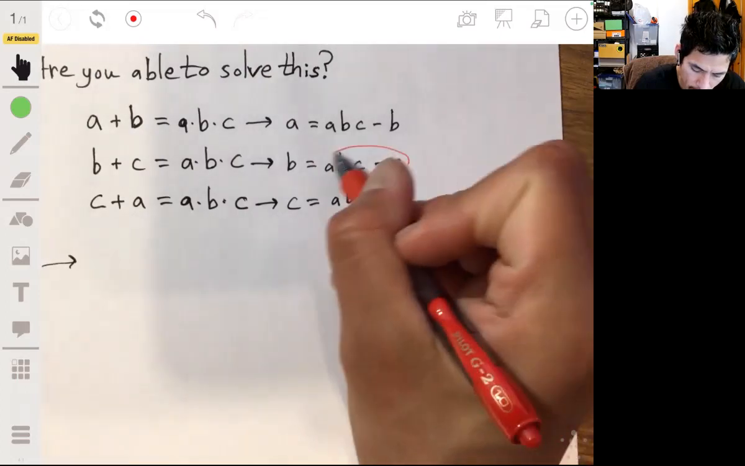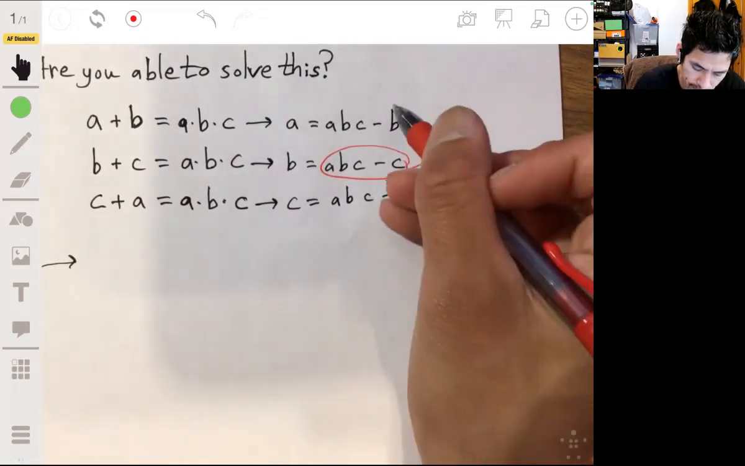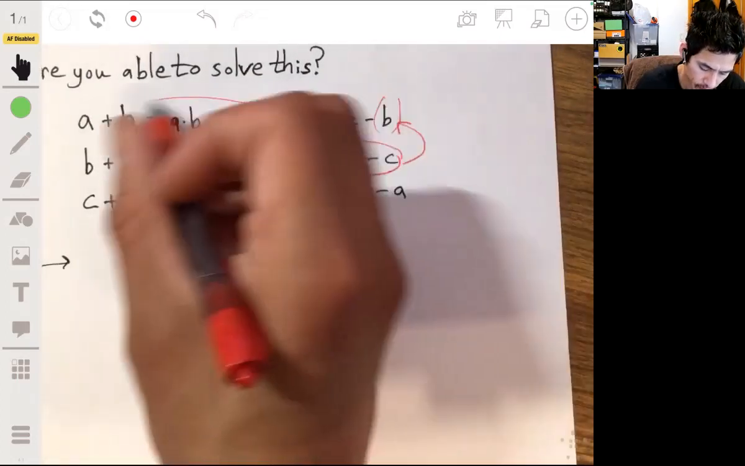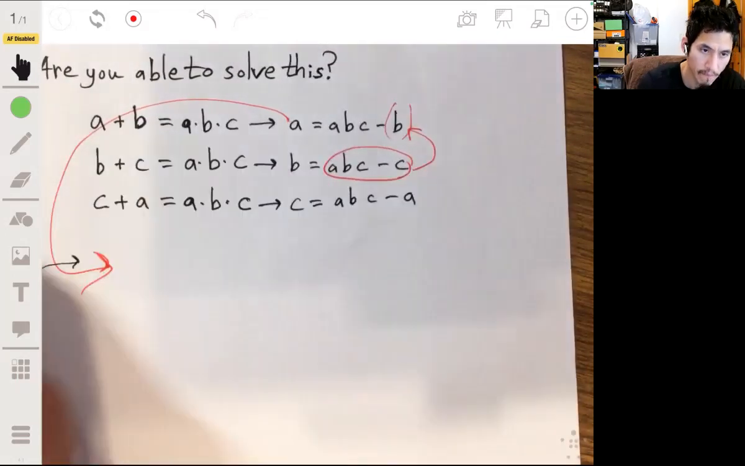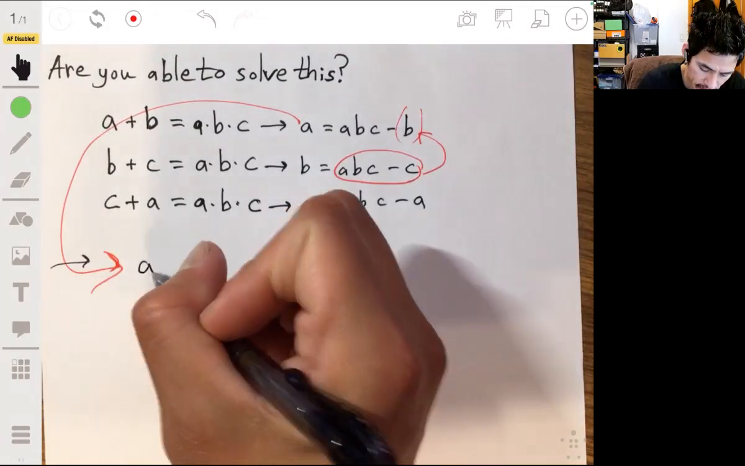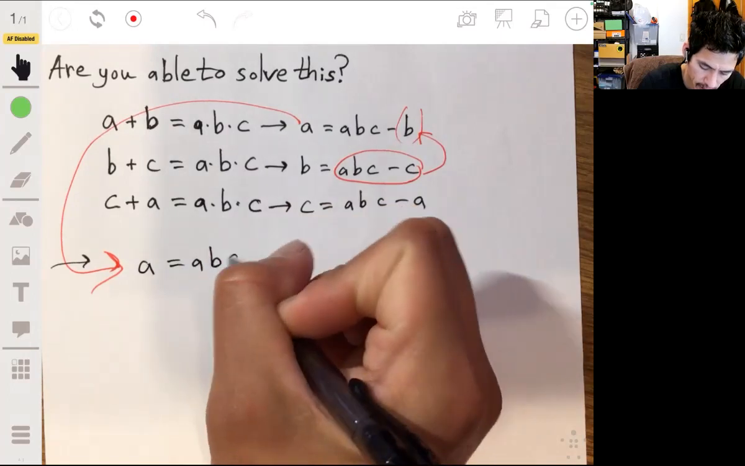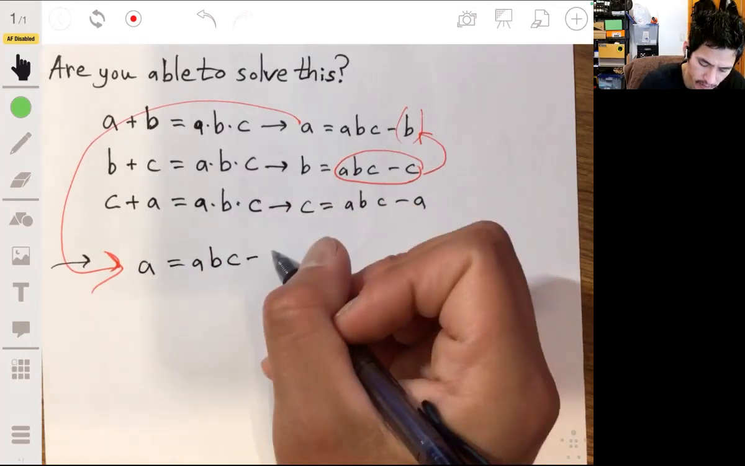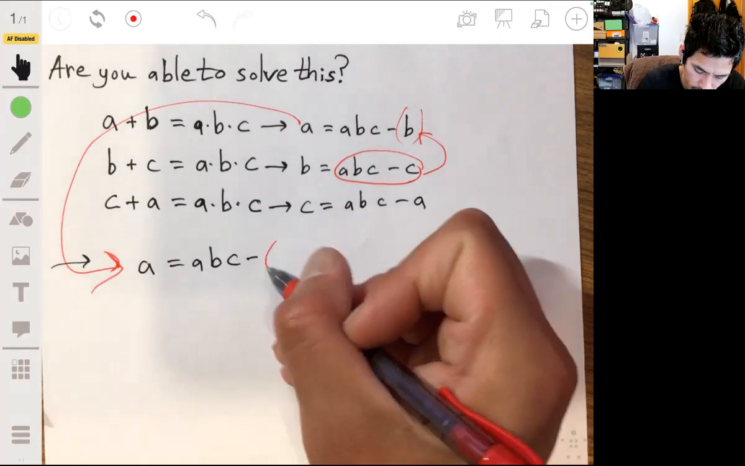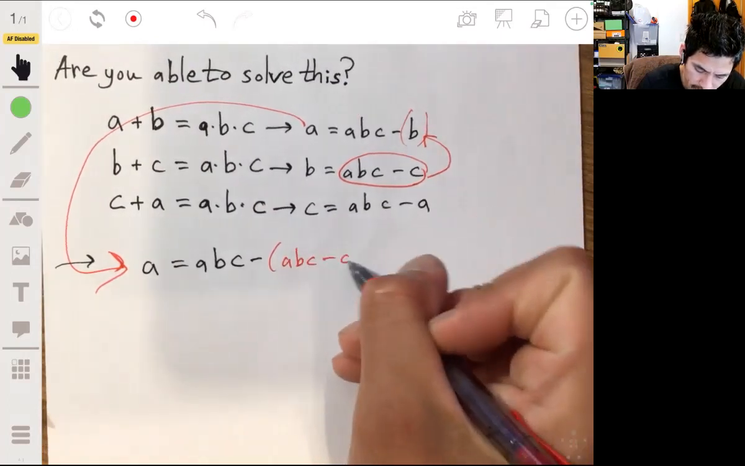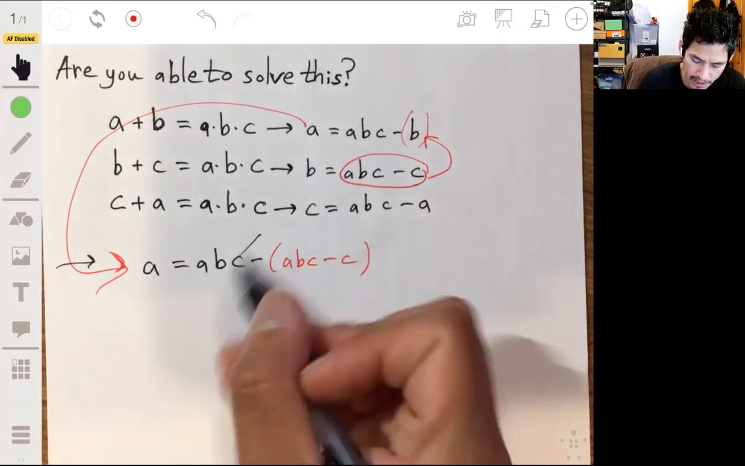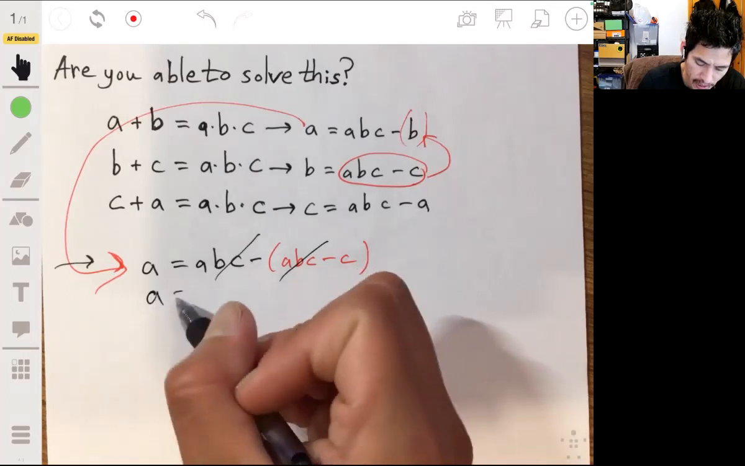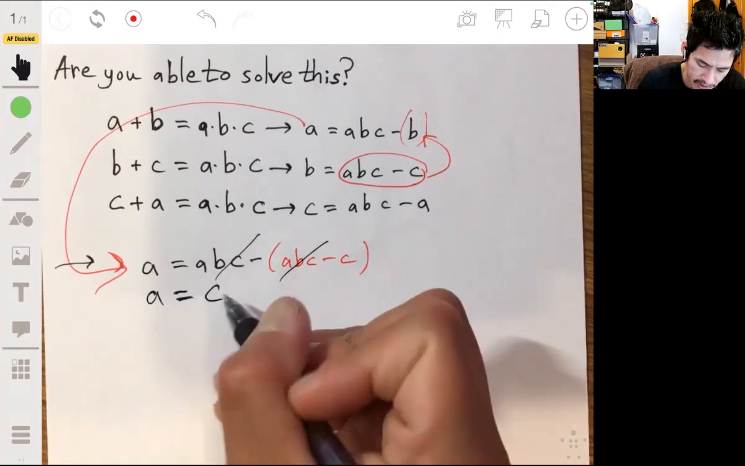So circling around, we'll then get that A is equal to ABC minus ABC minus C. Then these ABCs cancel, and a negative, you get A is equal to C.